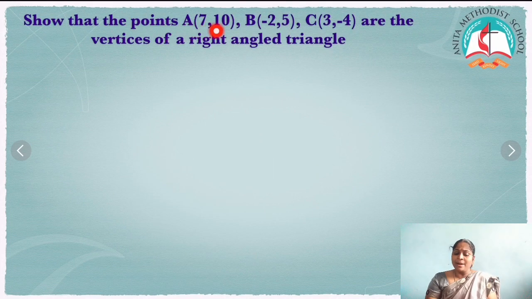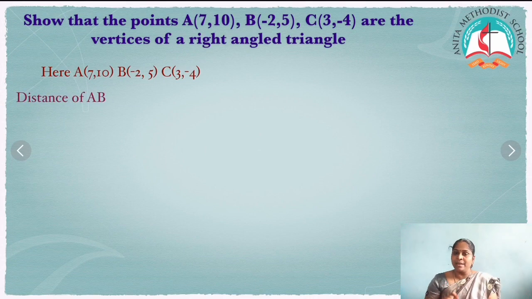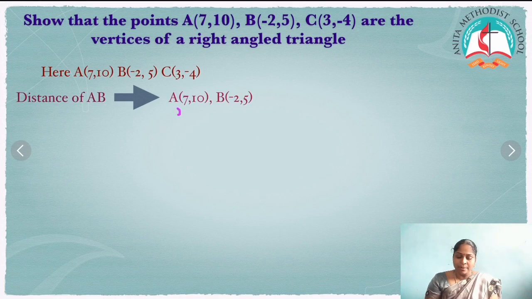Show that the points A (7, 10), B (-2, 5), C (3, -4) are the vertices of a right angle triangle. First we need to find the distance of all three sides. So first we find the distance AB. Here A is (7, 10), this is x1 and y1, and B is (-2, 5), x2 and y2.